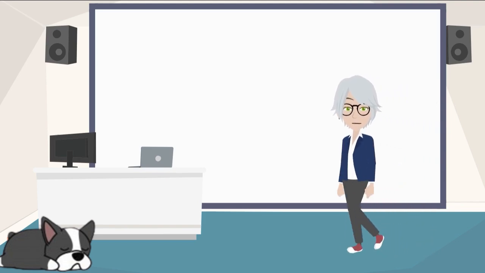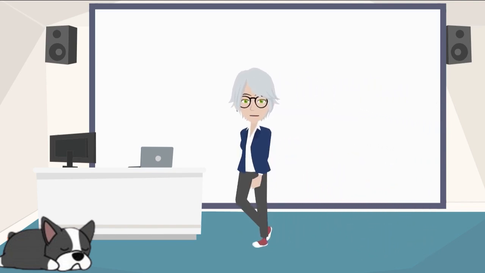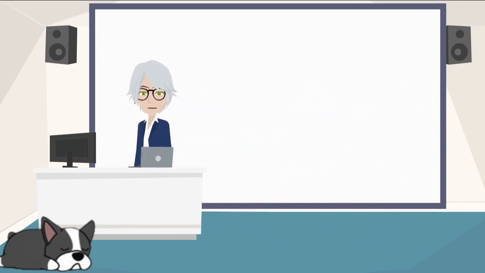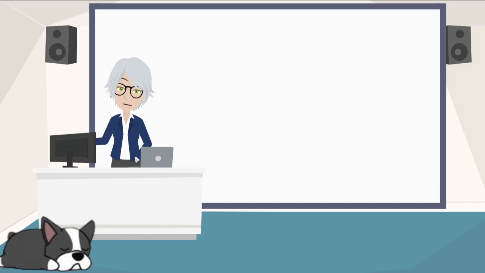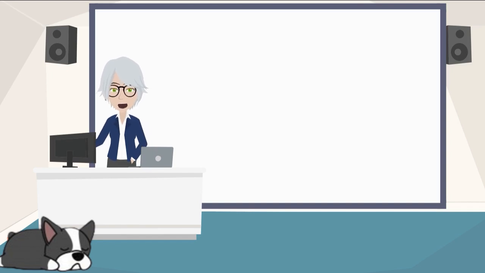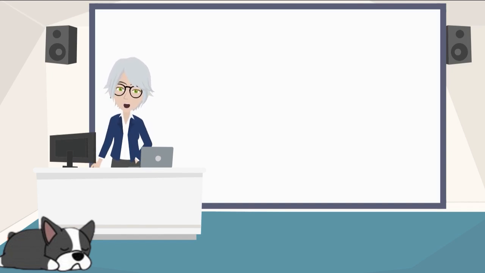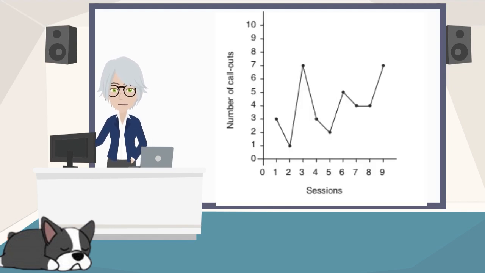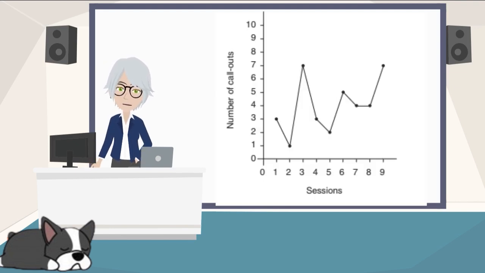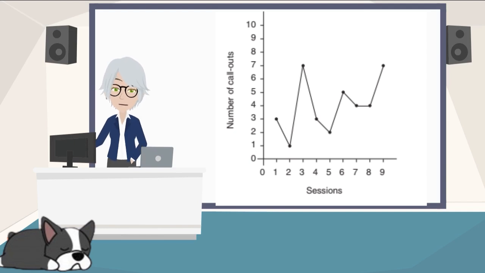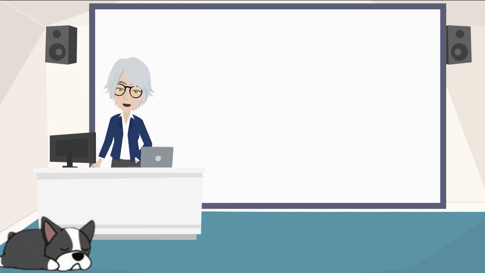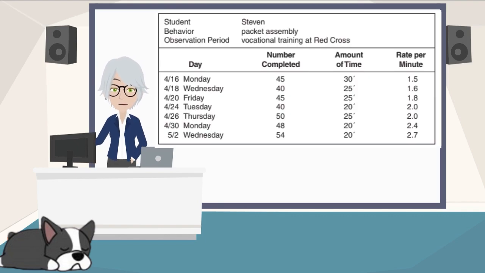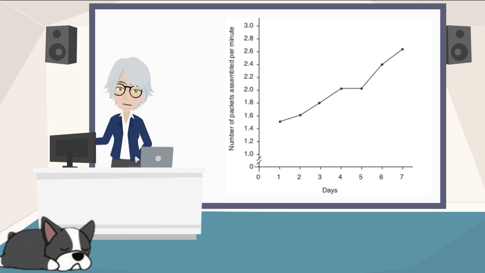Now let's discuss a couple of different types of data that can be plotted on a graph. First, we have event recording data. This is when we plot the number of occurrences or percentage correct. For example, I can count how many times a student calls out without raising their hand. I can also plot rate data. This is a fluency measure. It uses frequency divided by time, so we get something like number of correct responses per minute.